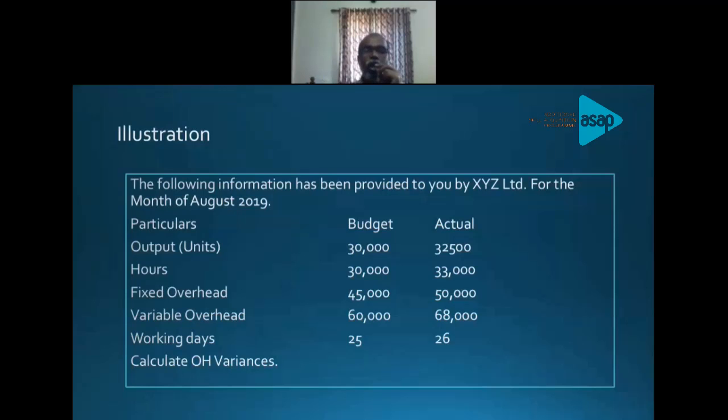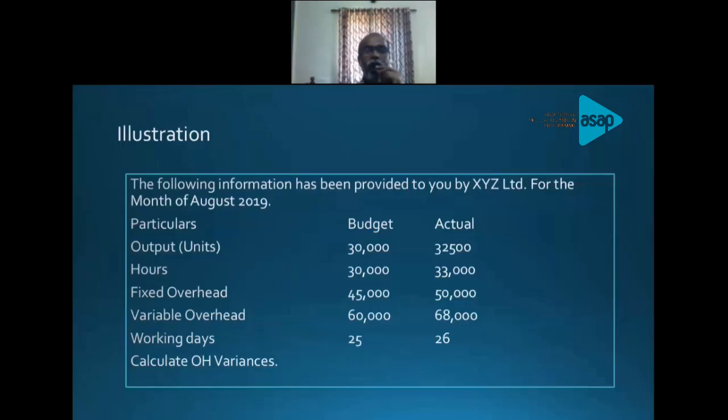We have two columns: budget and actual figures are given. Output: budgeted 30,000, actual 32,500. Hours: 30,000 and 33,000. Fixed overhead: 45,000 and 50,000. Variable overhead: 60,000 and 68,000. Working days: 25 and 26.